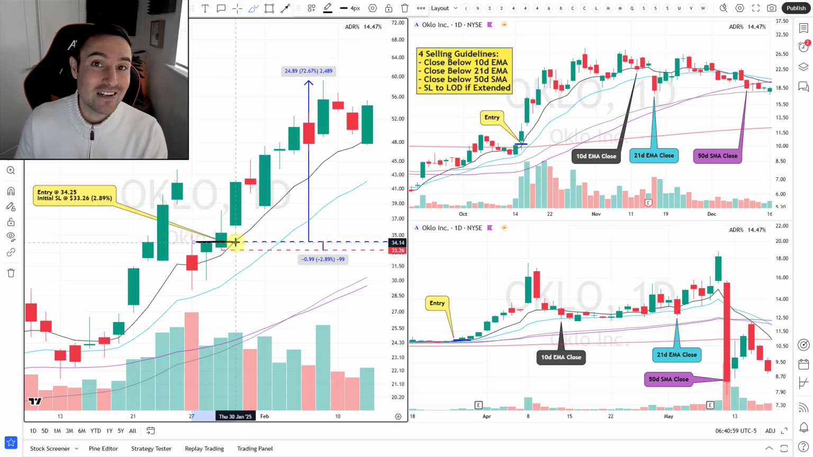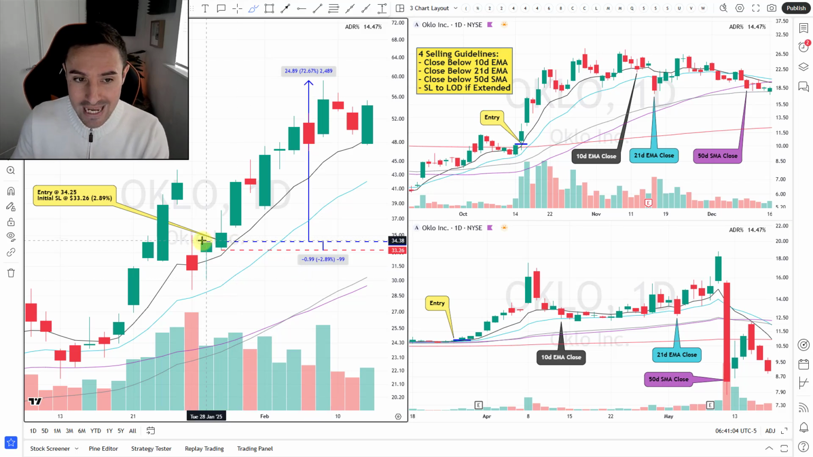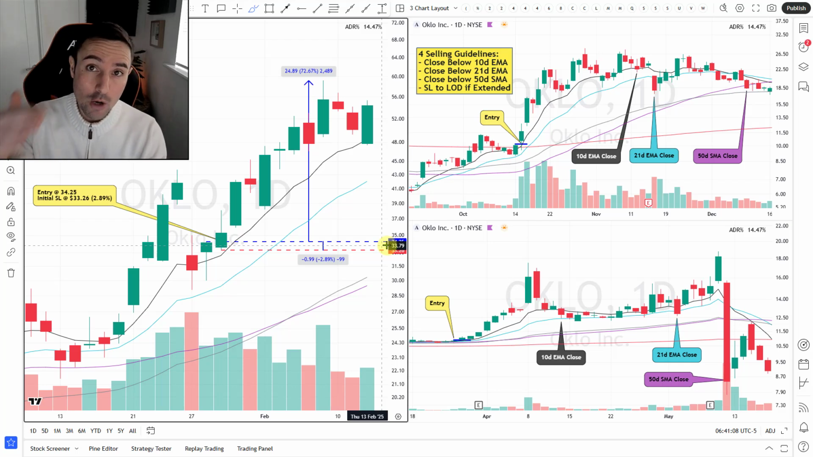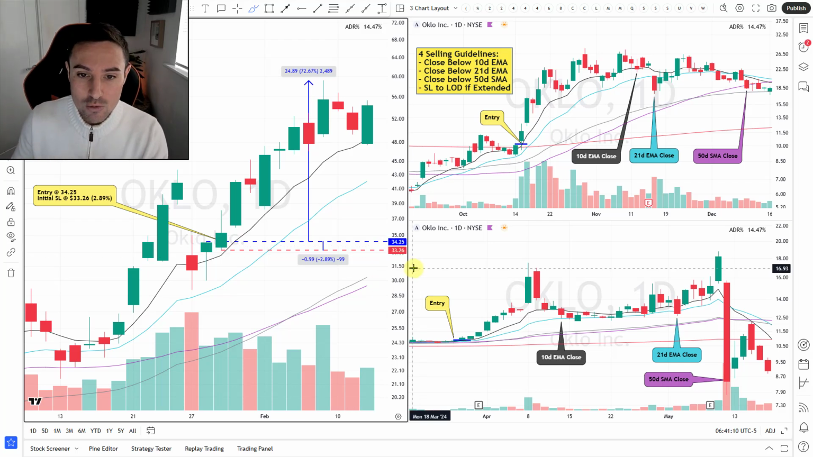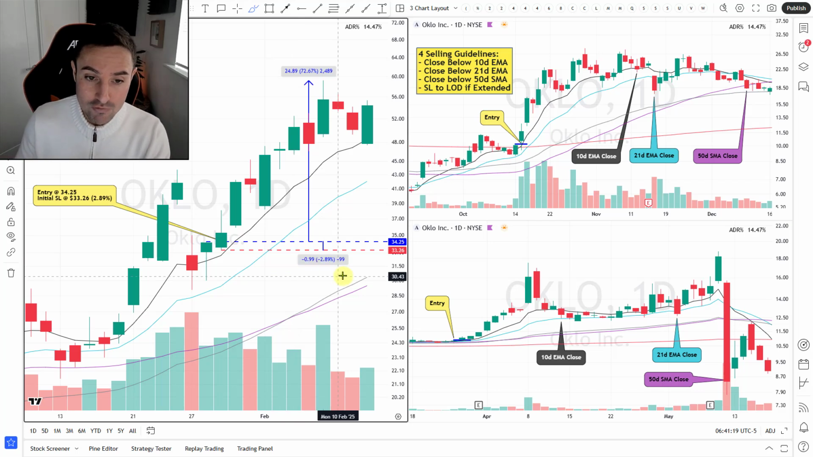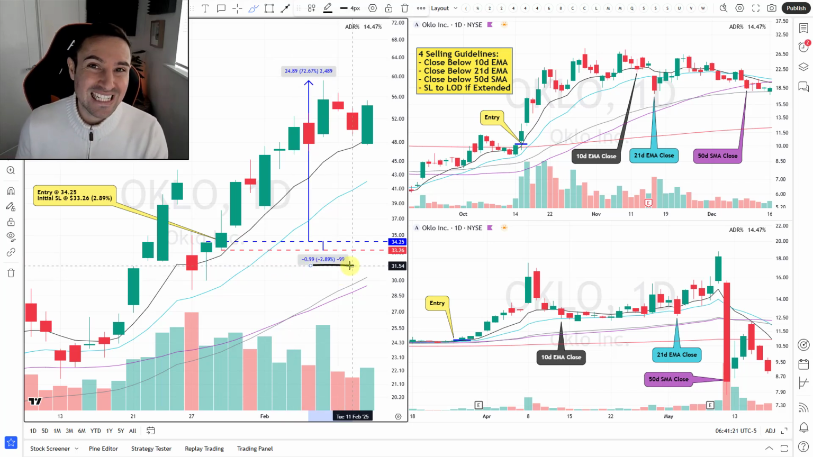Now I'm targeting an ORB, so an opening range breakout. I use the 5-minute time frame to do that. So my entry is at 34.25 and my initial stop loss goes on the low of the day, so LOD, by a single cent, which is at 33.26. So my entry is right here, my initial stop loss is here, so my initial risk is 99 cents, assuming no slippage when I get stopped out, which is rare, but that equates to minus 2.89%, again assuming no slippage.